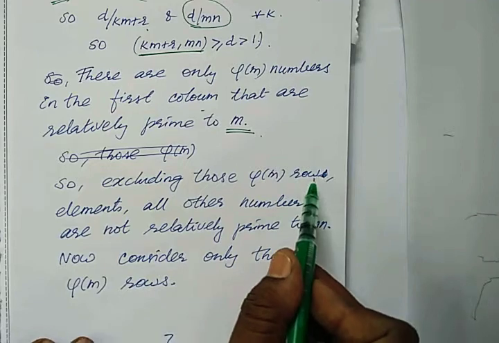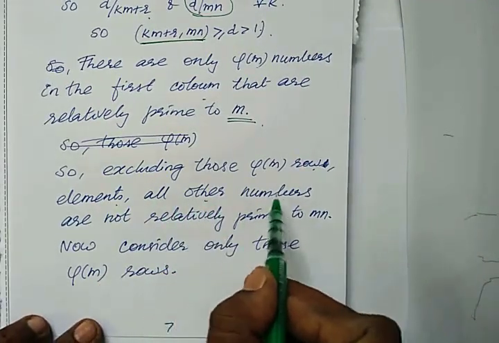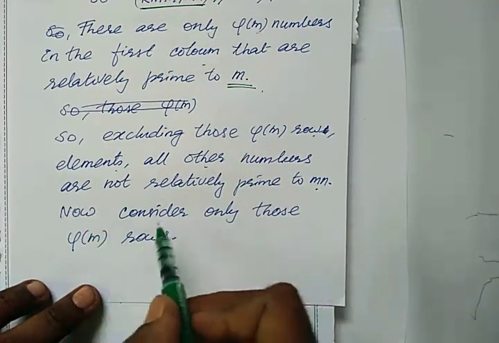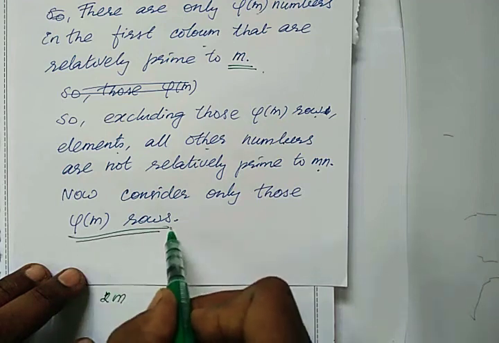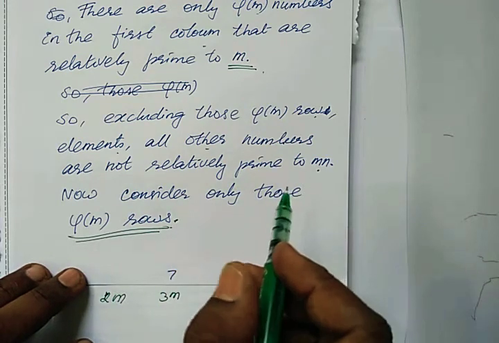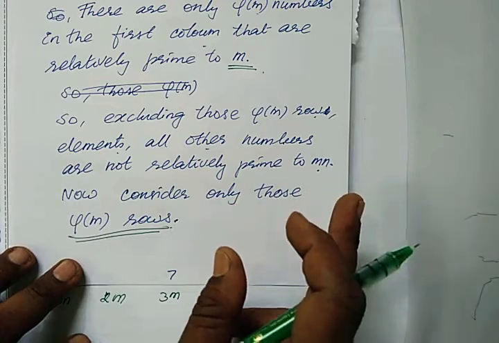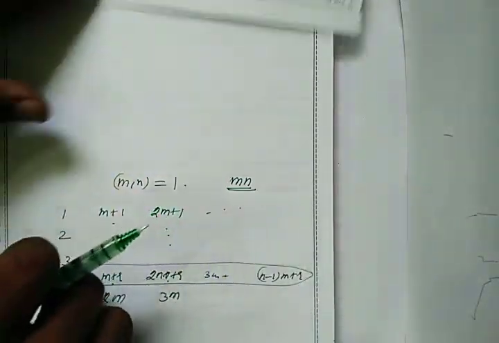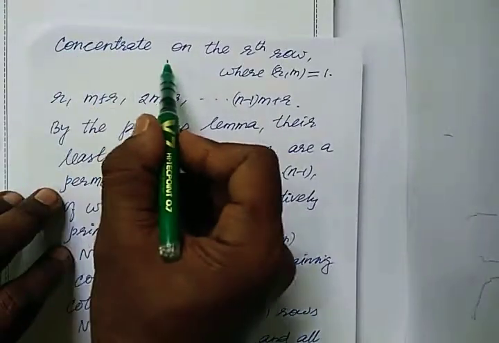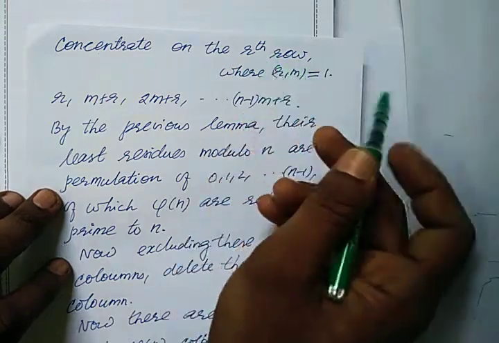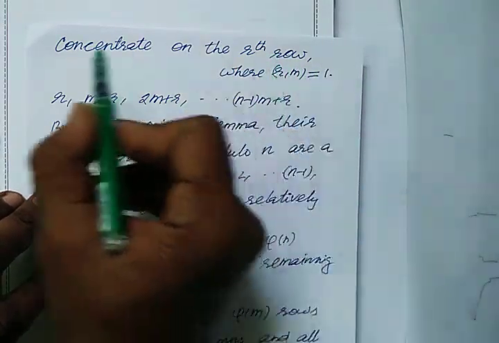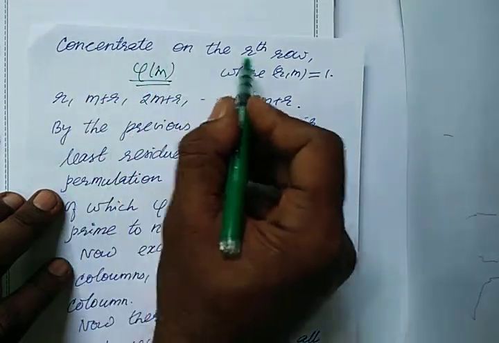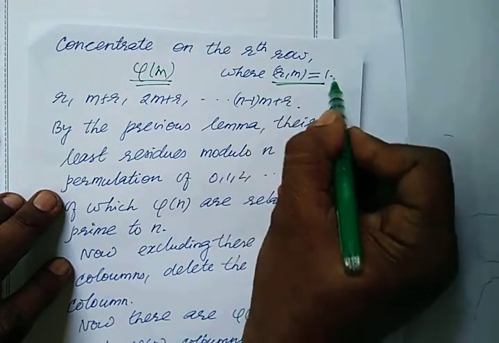Excluding those phi of m rows, all other numbers are not relatively prime to mn. So now consider only those phi of m rows. I have deleted the rest of the rows because the numbers in the rest of the rows are not relatively prime with mn. Now concentrate on the rth row. After deleting those unwanted rows, we have got phi of m rows. In this, concentrate on the rth row. So surely this will be 1.